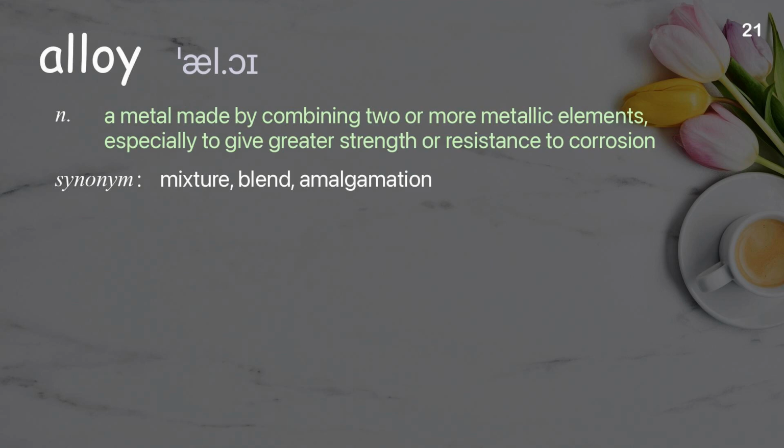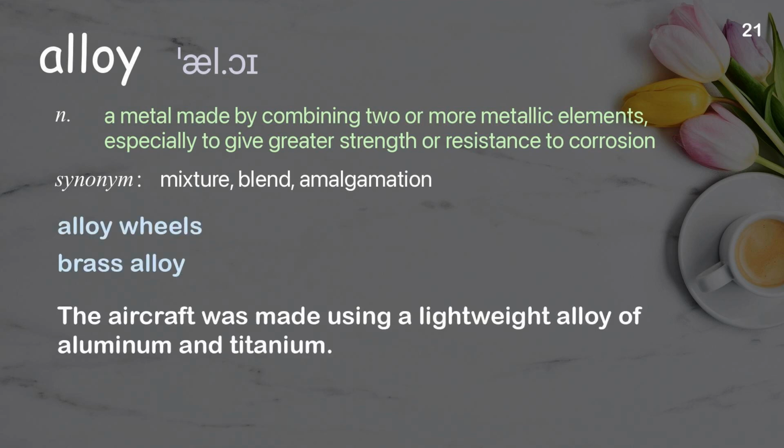Alloy. A metal made by combining two or more metallic elements, especially to give greater strength or resistance to corrosion. Examples: alloy wheels, brass alloy. The aircraft was made using a lightweight alloy of aluminum and titanium.